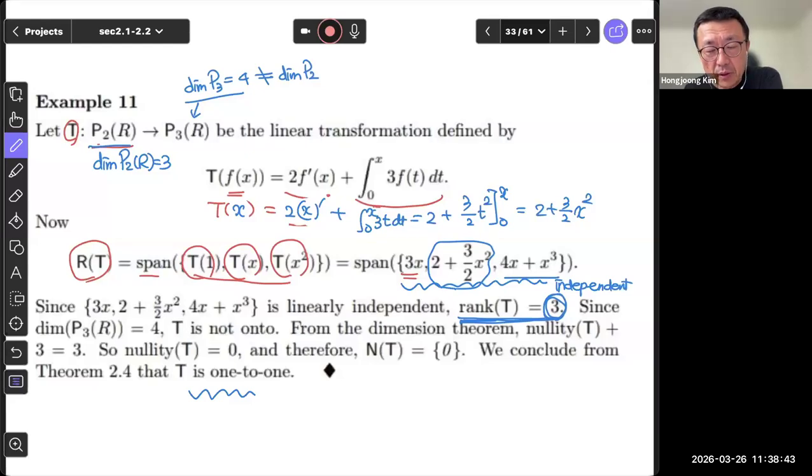I mean the sum of rank and the nullity is the dimension of the domain. So from that theorem, I can prove that this mapping is a one-to-one mapping. Actually, showing one-to-one is quite complicated for this technique, the calculus problem. But if I borrow this theorem from linear algebra, we can easily prove that statement.